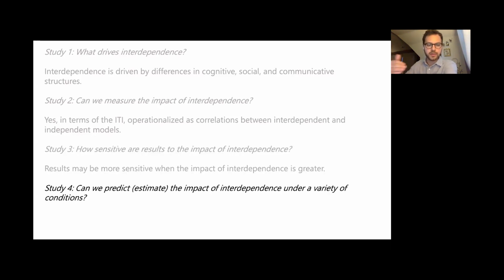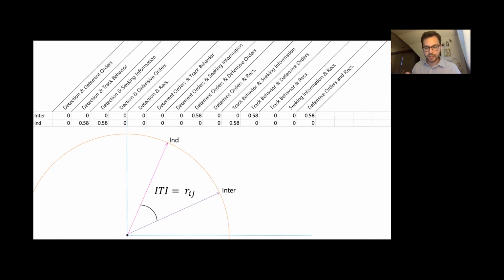So moving now directly to this idea of getting criteria for choosing between these models, we want to know if we can predict or estimate the impact of interdependence under a variety of conditions. And so you might be wondering, well, didn't we already do that? We have this ITI measure, which measures this impact. Can't we just use that?